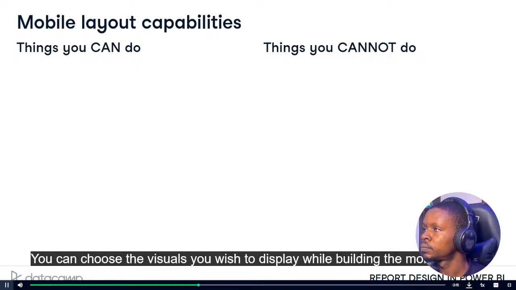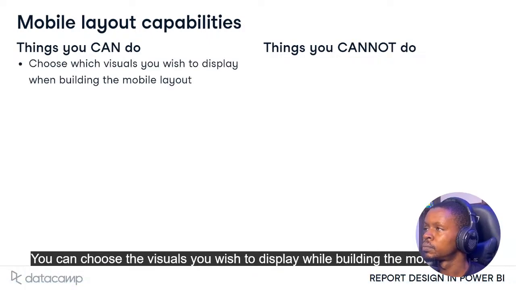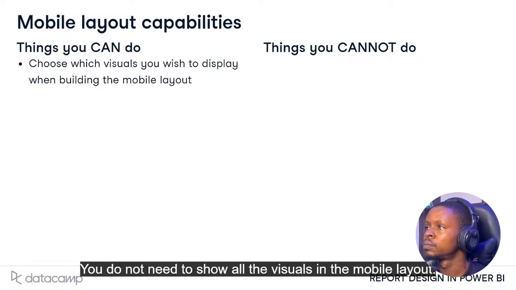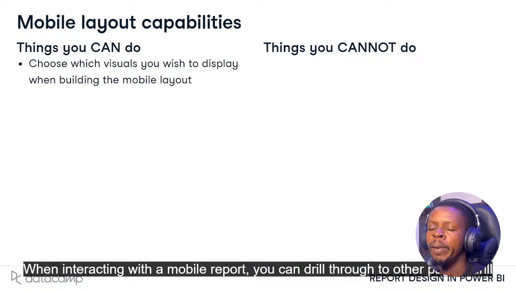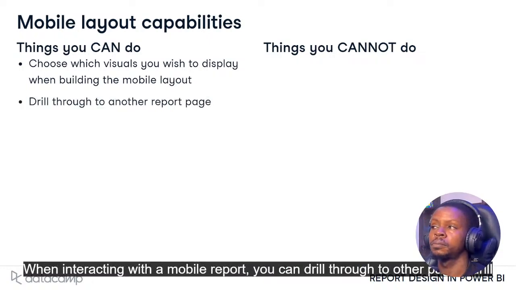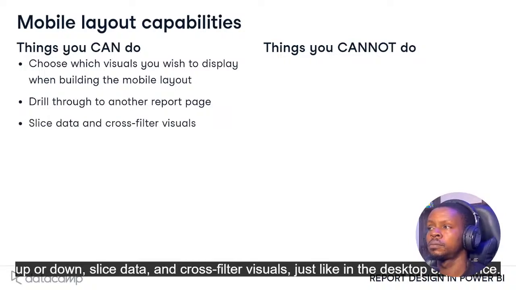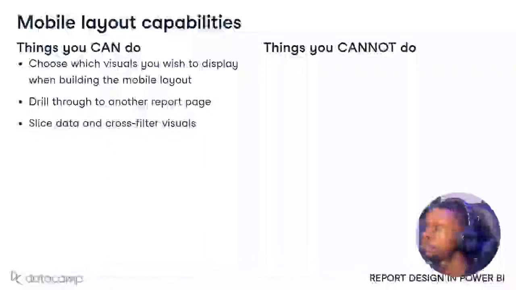You can choose the visuals you wish to display while building the mobile layout. You do not need to show all the visuals in the mobile layout. You can format visuals in the mobile layout separately from the desktop layout. When interacting with a mobile report, you can drill through to other pages, drill up or down, slice data, and cross-filter visuals, just like in the desktop experience.